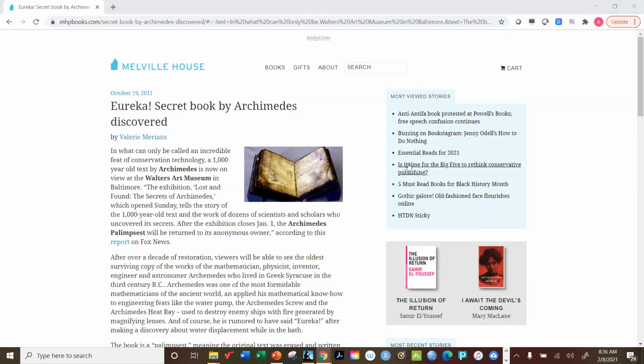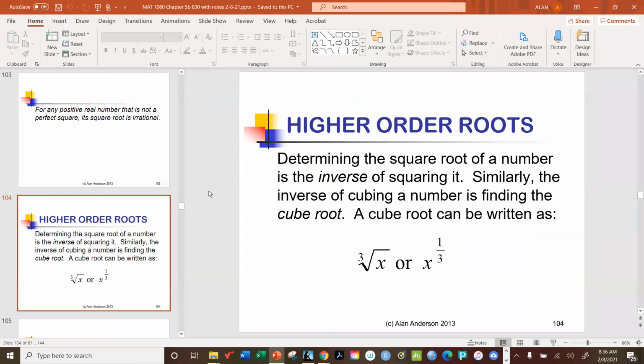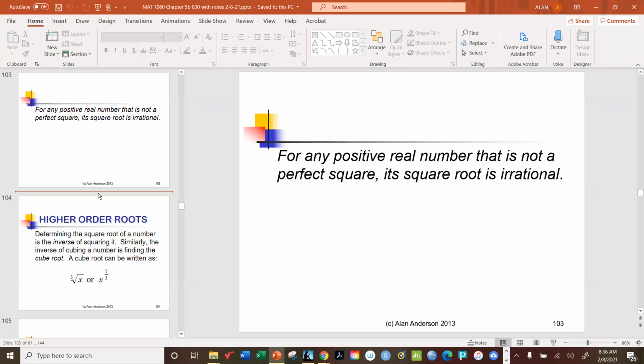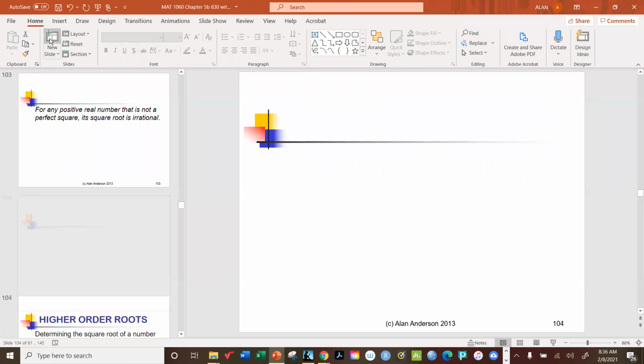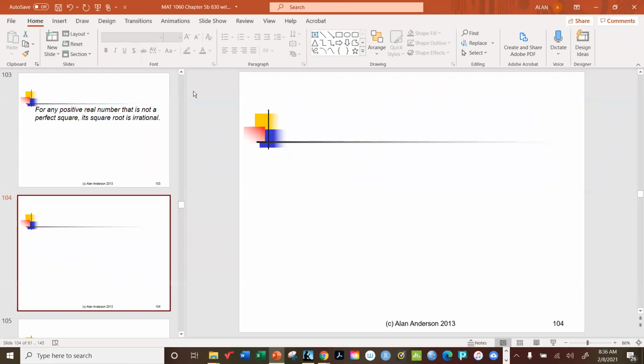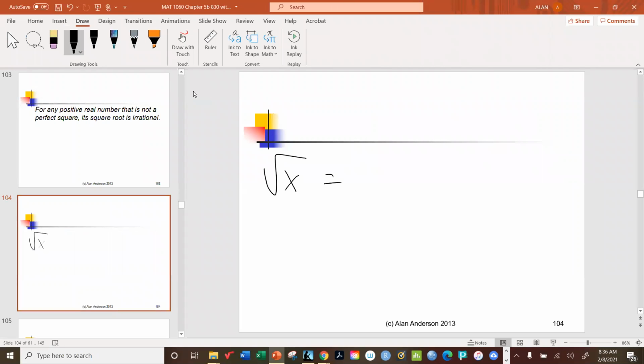So anyway, let's get back to this. Now, you recall last time we did mention that the square root of a number, like the square root of x, is really just another way of saying x to the 1/2 power. This symbol is simply the same thing as x to the 1/2 power. Now, we could write a 2 here.